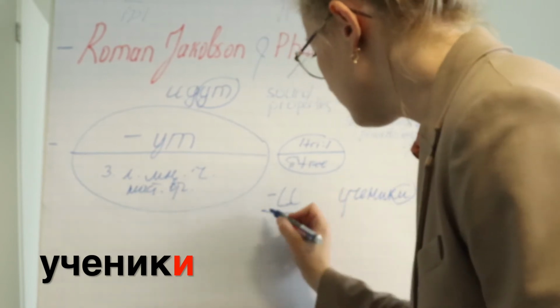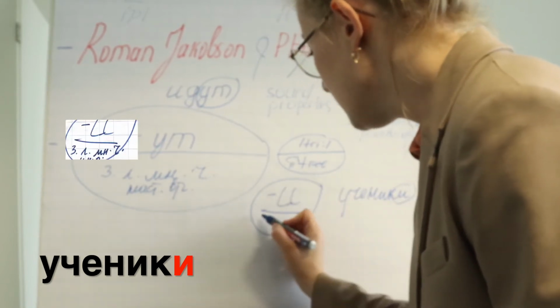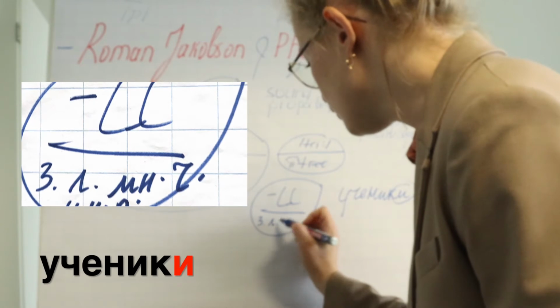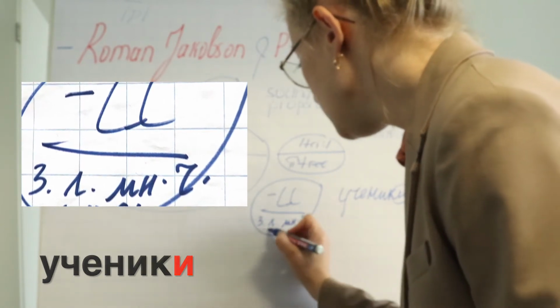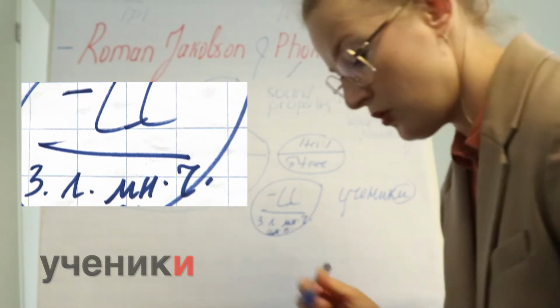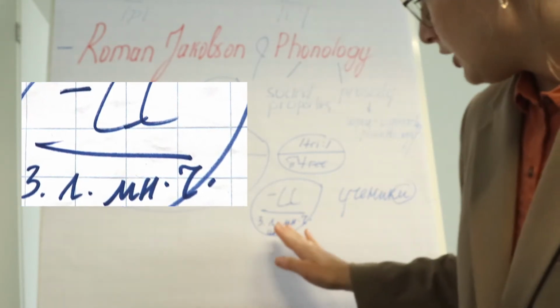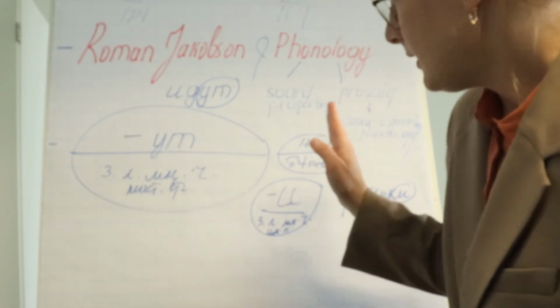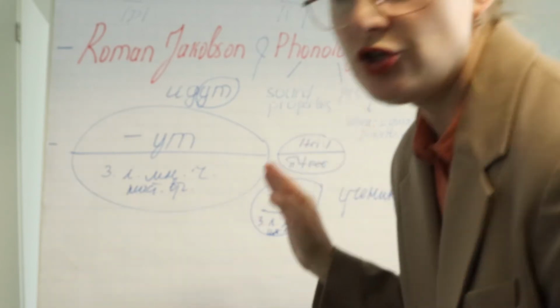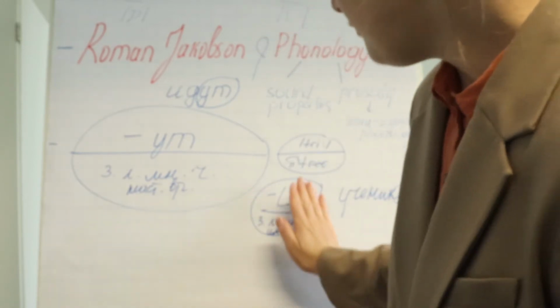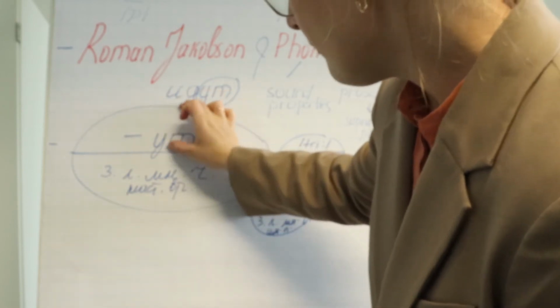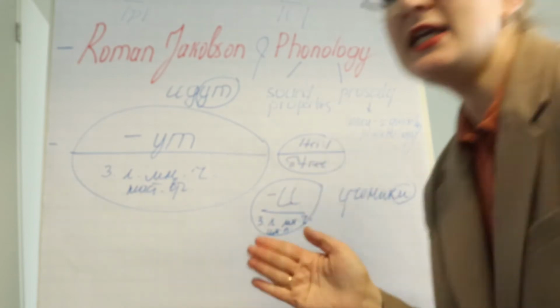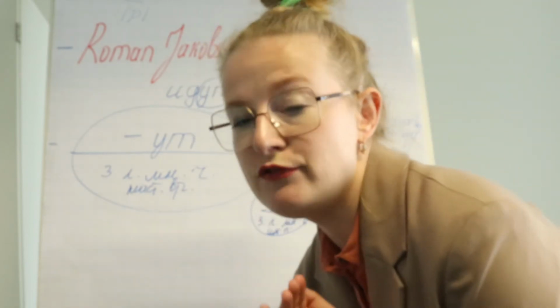So this is the form, and the meaning is третье лицо, множественное число, именительный падеж. So, third person, plural, nominative case, right? What he is trying to show is that these two do have a form and a meaning. And then he's contrasting those to phonemes.